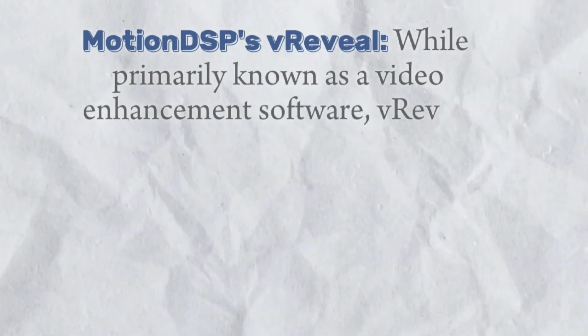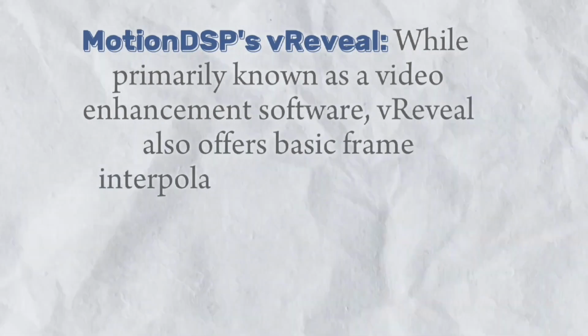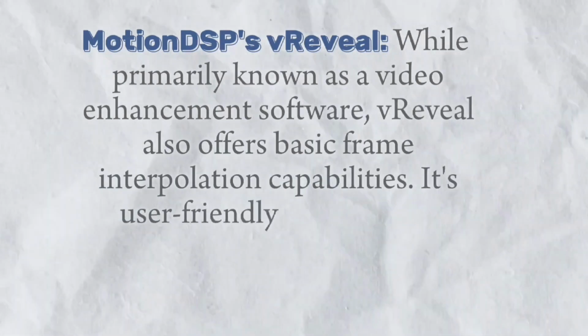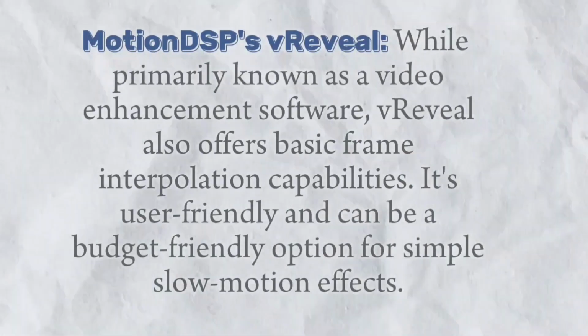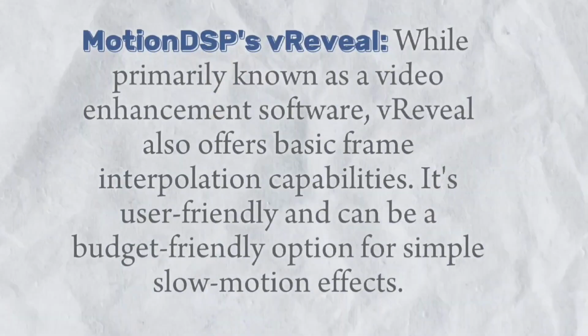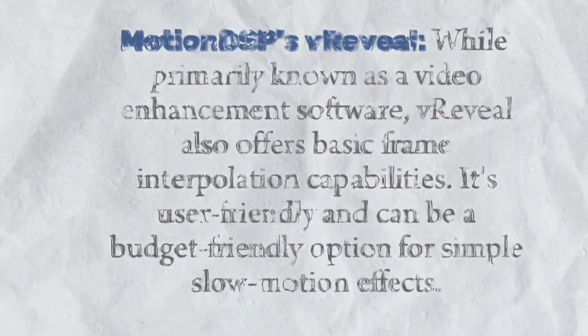Motion DSP's V-Reveal. While primarily known as a video enhancement software, V-Reveal also offers basic film interpolation capabilities. It's user-friendly and can be a budget-friendly option for simple slow motion effects.